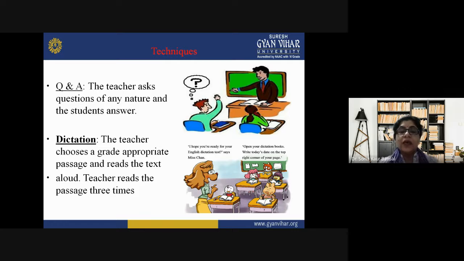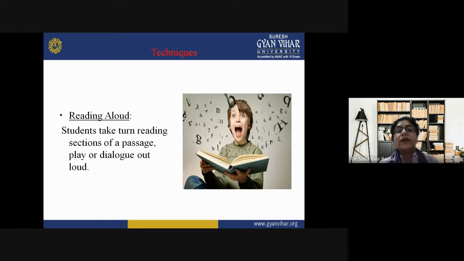So only then, when the teacher is directing them in the English language, the students are learning, the students are understanding, and gradually they will become more comfortable in the English language because they have started listening in small sentences, small parts of the English language. Then reading aloud.